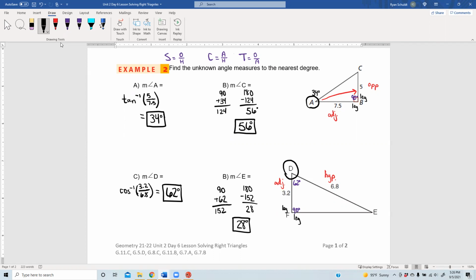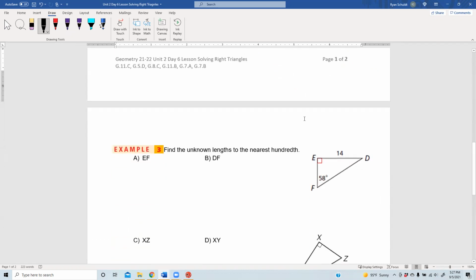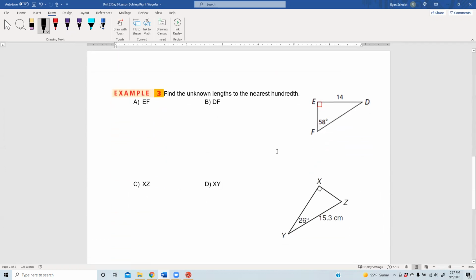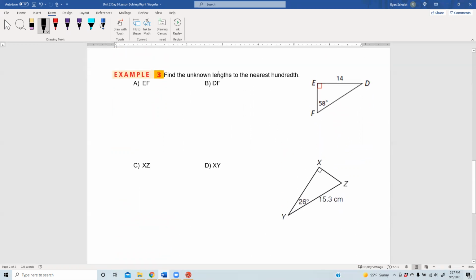Now, let's do a recap of what we did on Friday. They want us to find the unknown lengths to the nearest hundredth. Remember, the nearest hundredth means 2 decimal places. Okay, so first step, what do we say? Label the legs, leg and leg. And then on Friday, we said we want to circle the angle they give us.